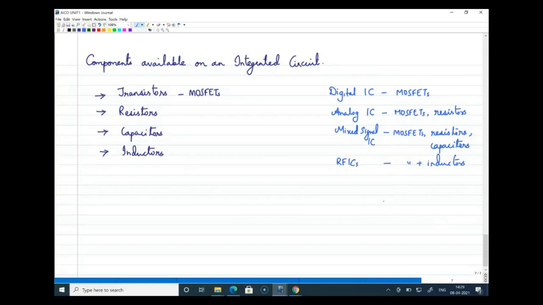It can be digital, it can be analog, it can be a combination of analog and digital, we call it as mixed signal, or it can be something called as radio frequency IC also. All right, I hope I clarified that. If you have queries, please put in the chat box.